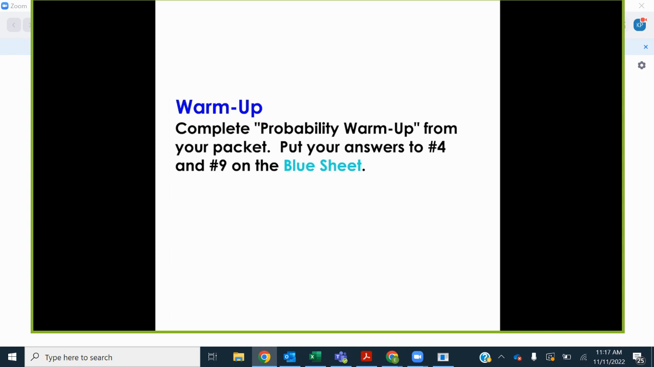First thing we want you to do is in your packet, open to the page that says probability warm-up. We want you to do the whole entire sheet, but specifically put the answers to number 4 and number 9 on your blue sheet. Pause here while you do that and put the 2 answers on the blue sheet, and then you can unpause to see the answers.